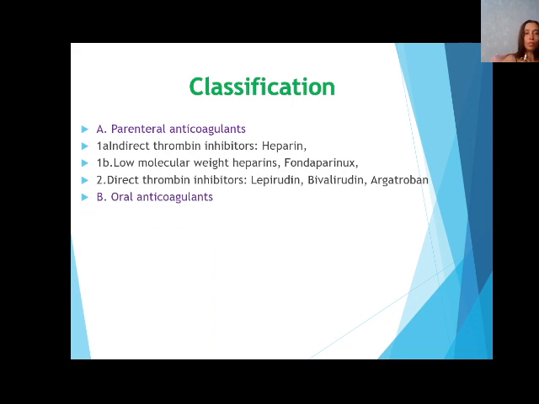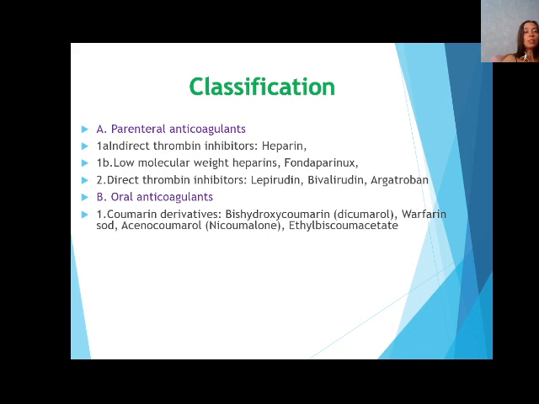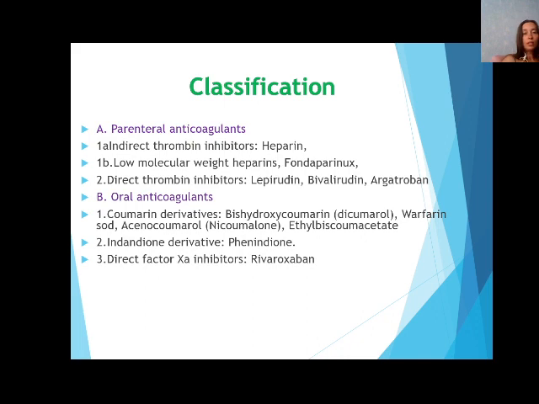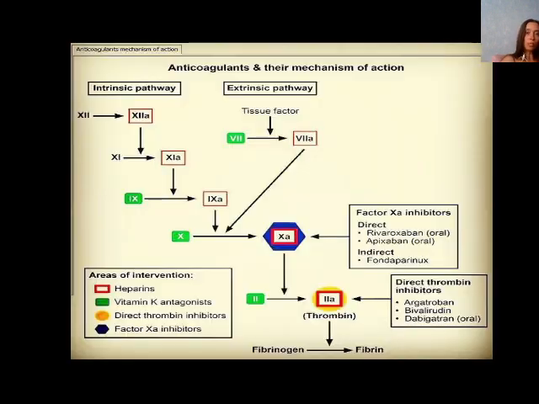Next, oral anticoagulants, they can be coumarin derivatives: bishydroxycoumarin, dicumarol, or warfarin, acenocoumarol. Next, it's an indandione derivative, phenindione. And next, direct factor 10A inhibitors, rivaroxaban, and an oral direct thrombin inhibitor is dabigatran. So today we will speak only about parenteral anticoagulants.